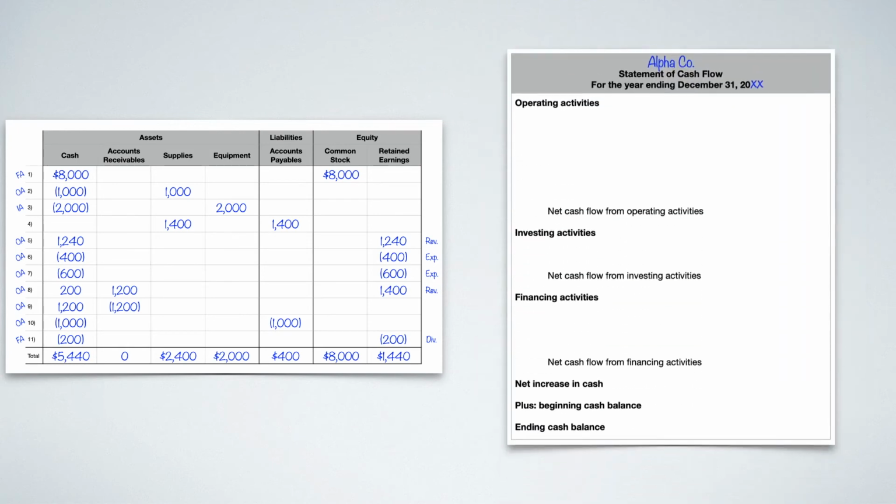All right, now the last one we're going to have to do is the statement of cash flow. Now, the statement of cash flow is a little bit trickier. Again, we're going to start off with our name. This is, again, showing what we've done for the past year. So that's why it says for the year ending December 31st.